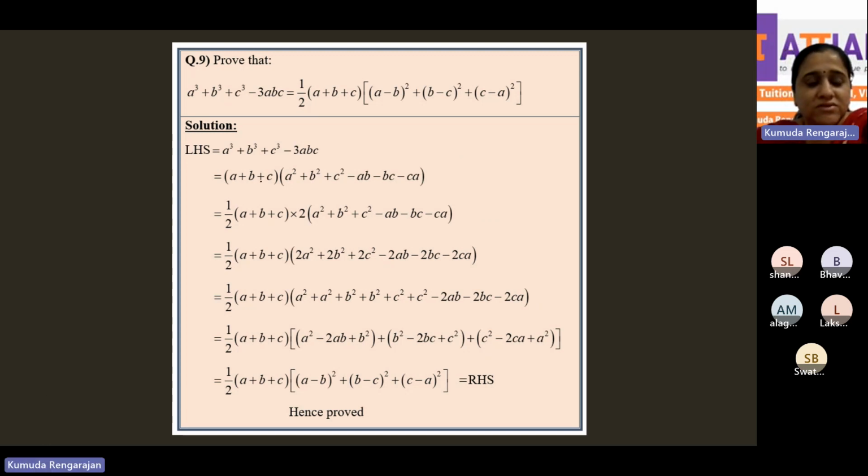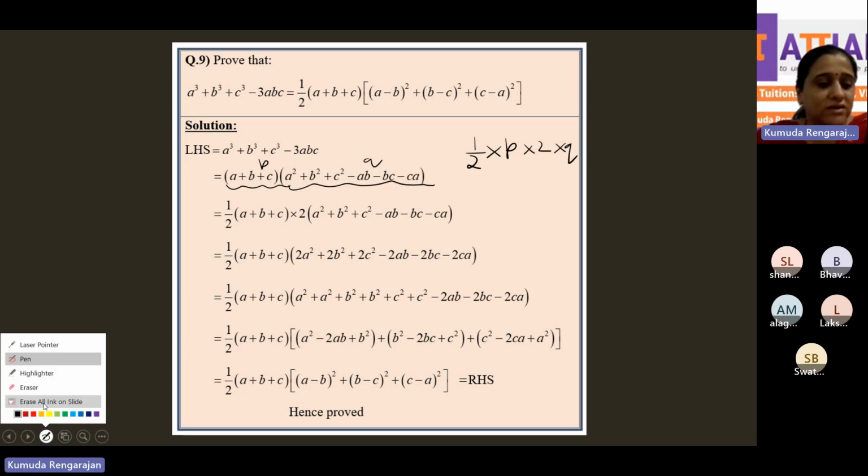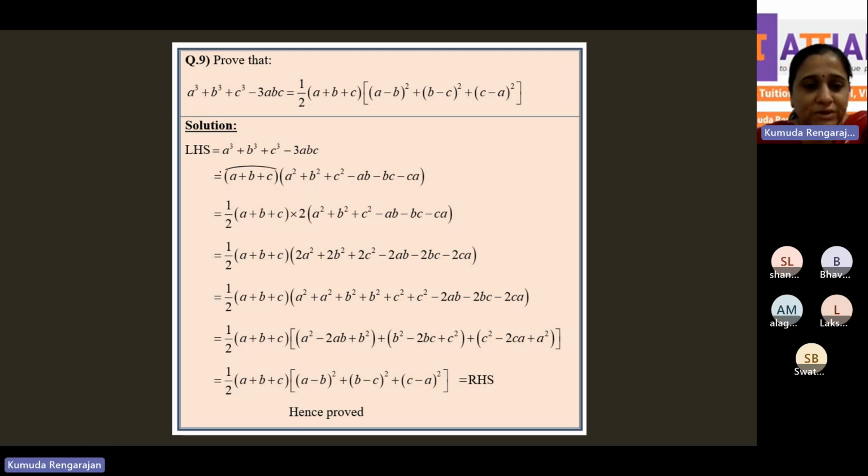See here, children, let me just call this P and this one Q. So it's like P into Q, right? So what I'm doing is half into P into 2 into Q. I'll tell you once again: this whole thing I'll call P, and this whole thing I'll call Q. So what do you have here? P into Q.